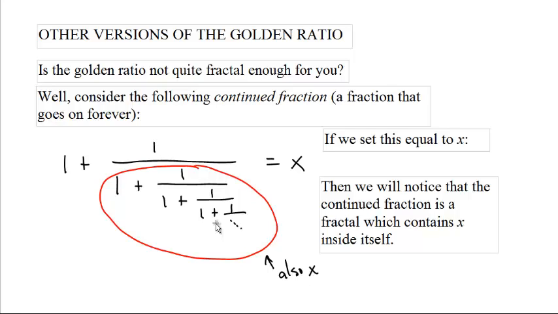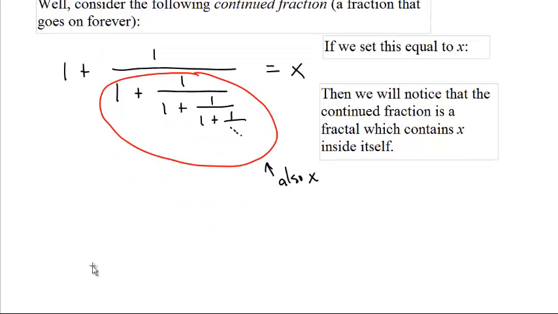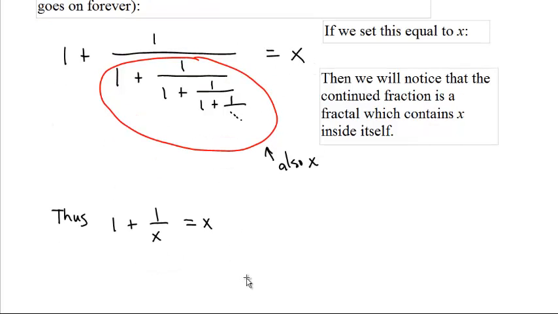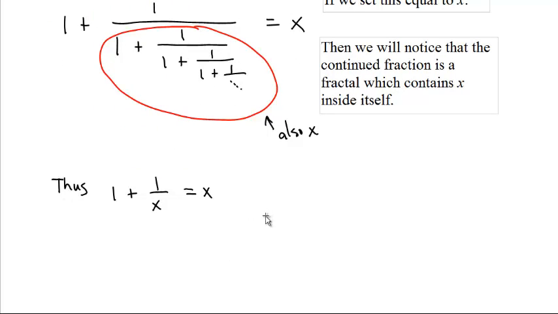Not all that different from some of the stuff that we did with repeating fractions and so on. Anyway, this means that x equals 1 plus 1 over x. This whole thing can be replaced by x. See, the whole thing is x. This is the whole thing. And if you take this, 1 plus 1 over x equals x, and multiply both sides by x, you get x times 1 plus 1 over x equals x times x.